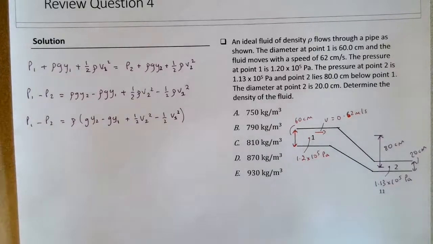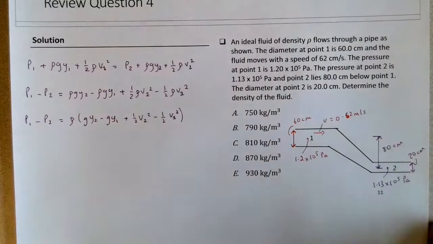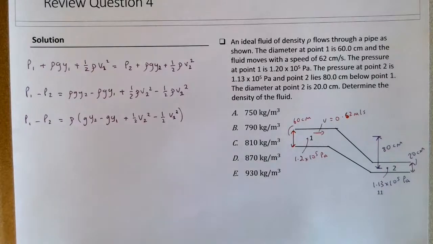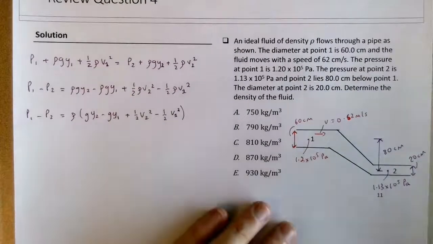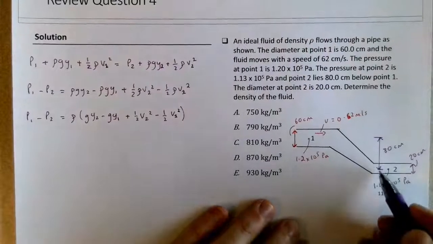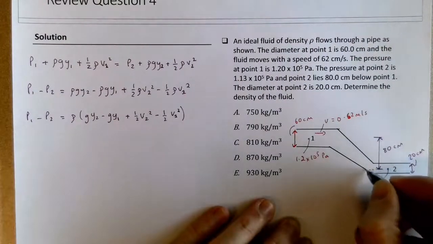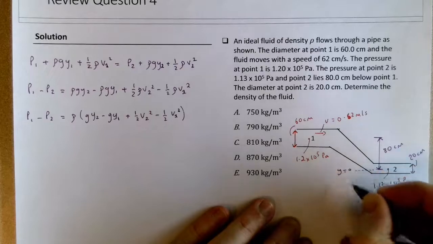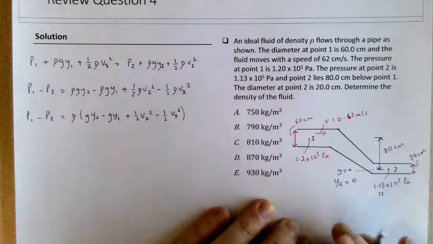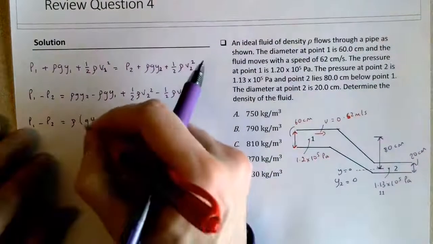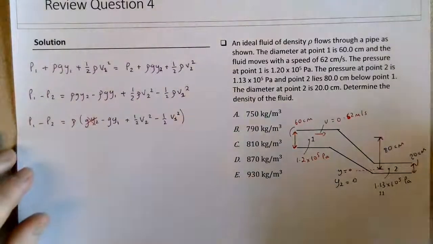Okay, so where we're at so far. We can make life a little easier if we set one of these y values to 0. I typically will choose the lower point to make y equal to 0. So that means that y2 is equal to 0, and I can cancel out this term over here. So I put negative g y1 plus 1/2 v2 squared minus 1/2 v1 squared.